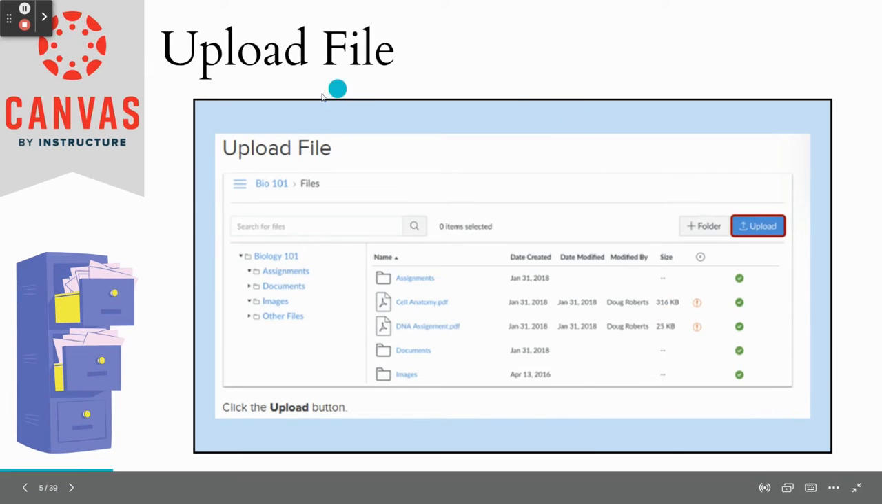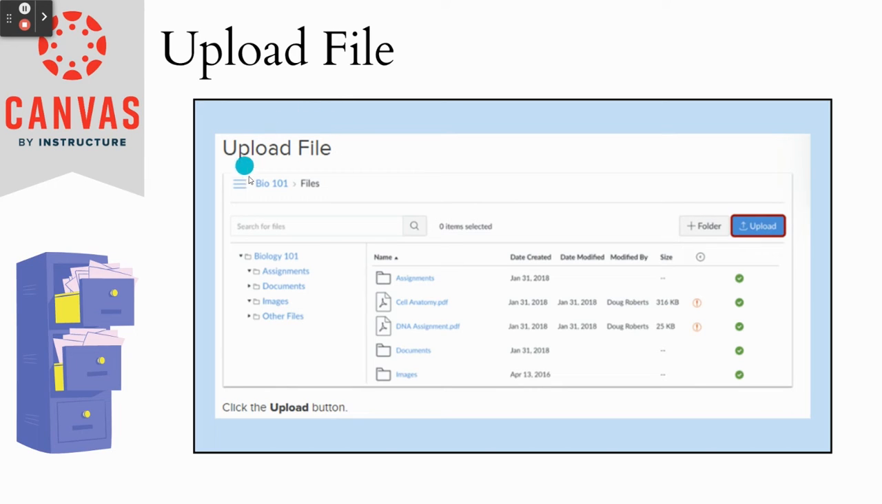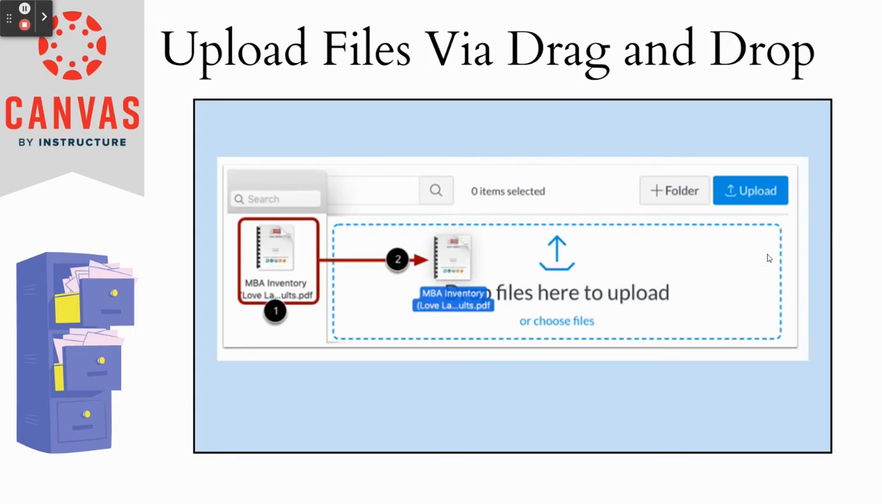In order to upload a file in a sample course that you see here for biology under files, you would go to the top right hand corner and you see the buttons for folder and upload. You would go ahead and then click the upload button. Files can be uploaded via drag and drop.